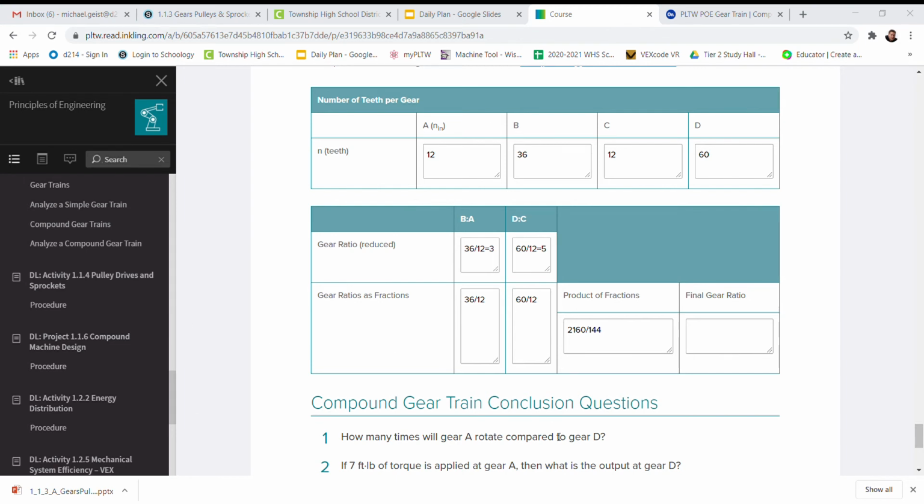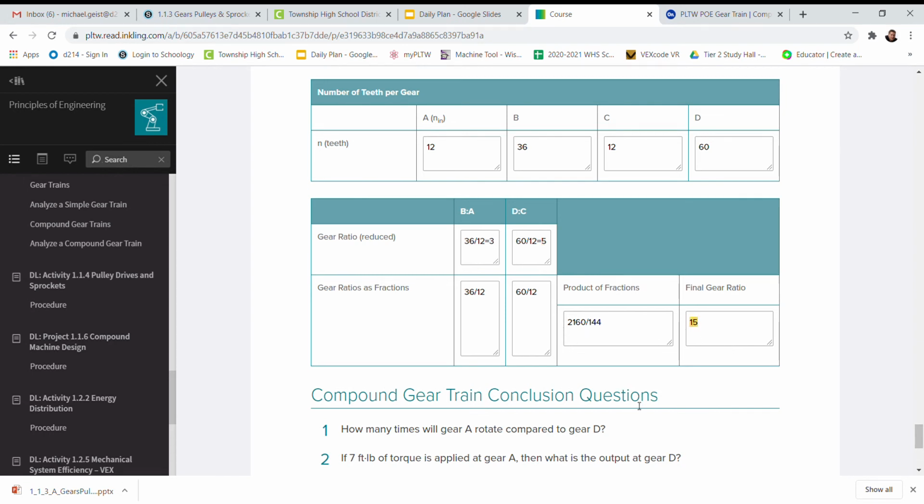Okay, so 2160 divided by 144 gives me 15. Okay, so my final gear ratio is 15. If you notice, if I would have multiplied 3 times 5, I would have gotten 15. When I did the product of the fractions, 2160 divided by 144 also gives me 15. So it all came out to be the same.